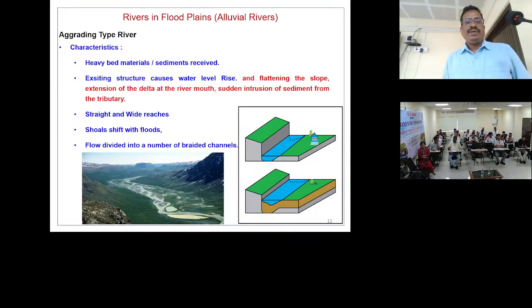In aggrading rivers, the heavy material sediments received are one characteristic. Existing structures cause water level rise and flattening of the slope. Extension of the delta at the river mouth, and sudden intrusion of sediment from the tributaries, also cause the aggrading type of river. Straight and wide reaches, shoals shift with flood, and flow is divided into a number of braided channels. In this case, the flow divided into a number of channels is called a braided pattern. Here you can see in this picture.